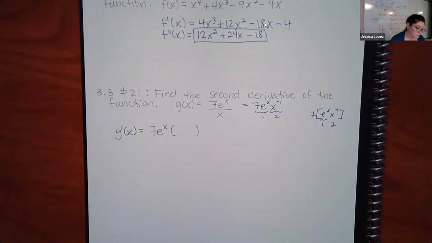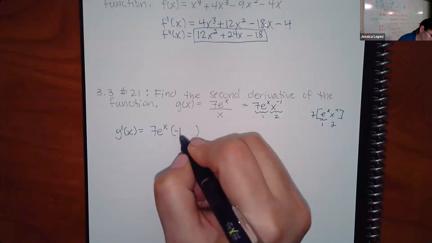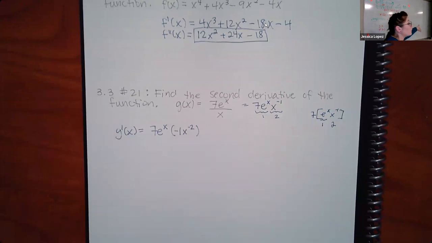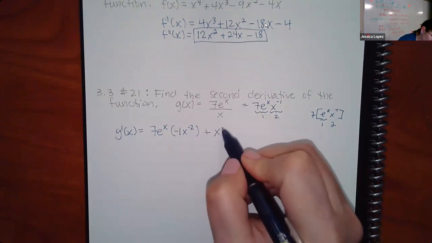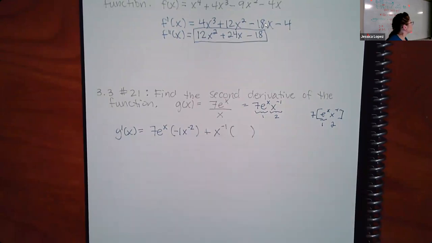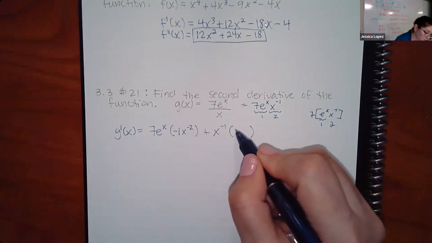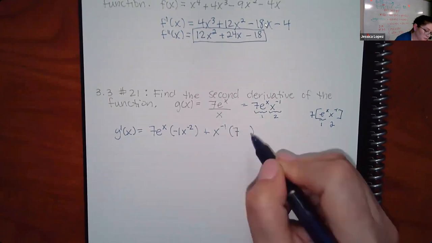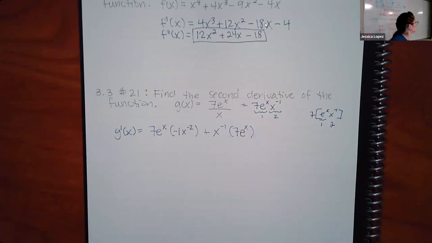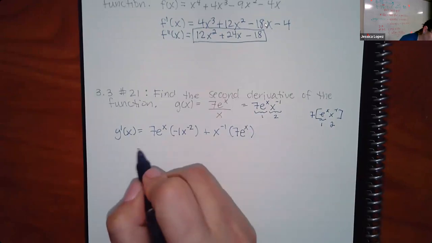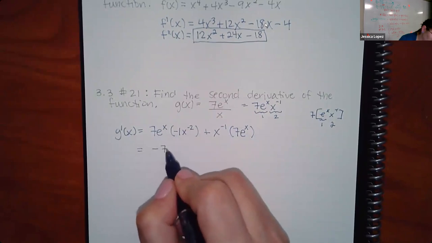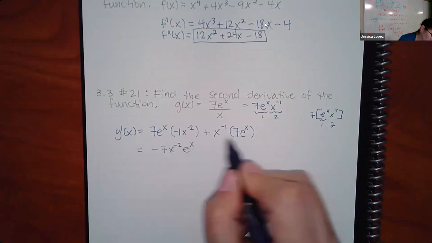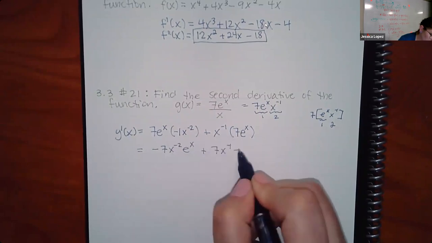The x to the negative 1. So you bring down the negative 1, right, as a constant multiplier, and then you decrease it by 1, which means now it's negative 2. And then plus the second one, just like it was, times the derivative of the first. So what's the derivative of 7e to the x? It is constant multiplier, and derivative of e to the x is just e to the x. So I'm going to multiply these. I get negative 7x to the negative 2 e to the x. Multiply these. I get 7x to the negative 1 e to the x.